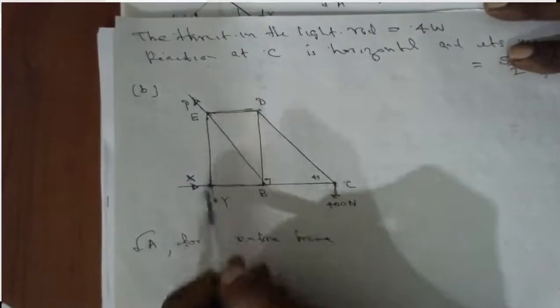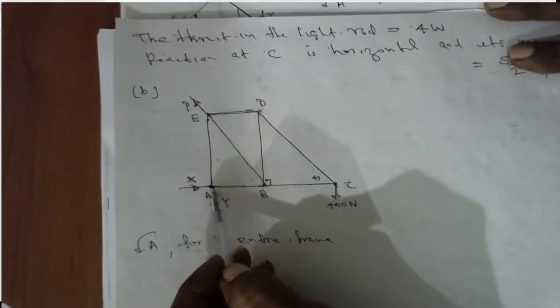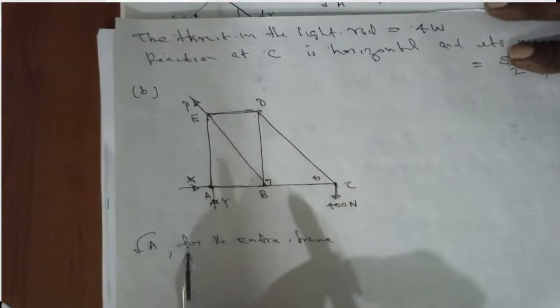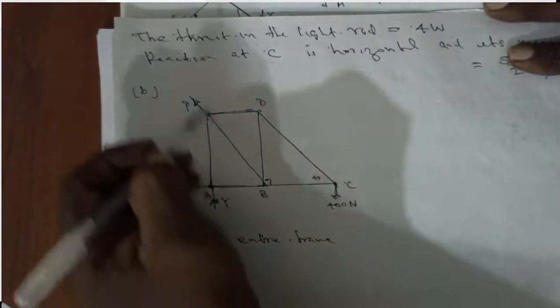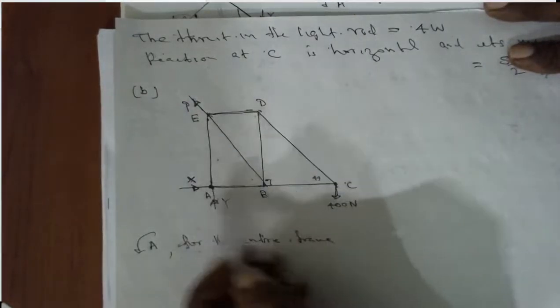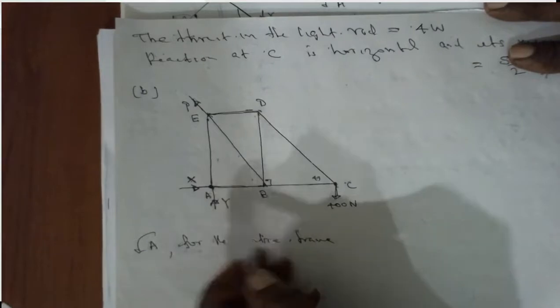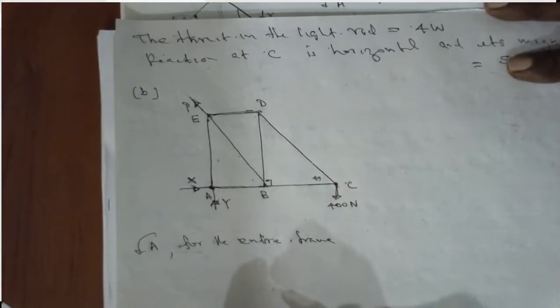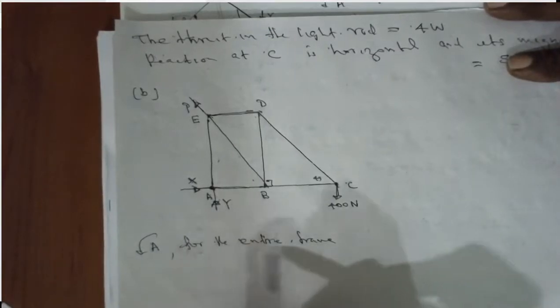This framework is hinged at A, right? Peel hinge, or pivoted at A. The P is along BE, right? P maintains the horizontal level of ABC, right? Now you have to find P first. If you take moment about point A, you can find P.